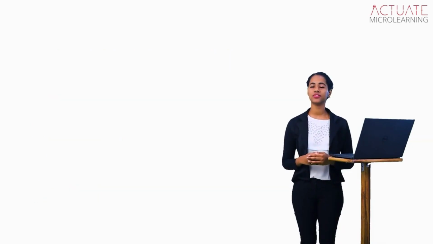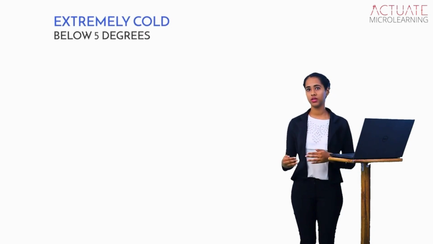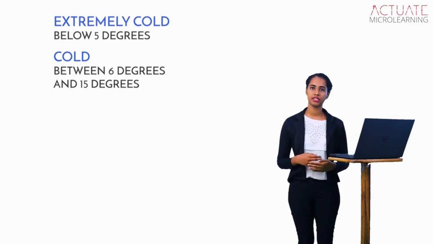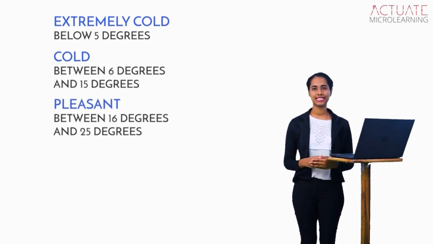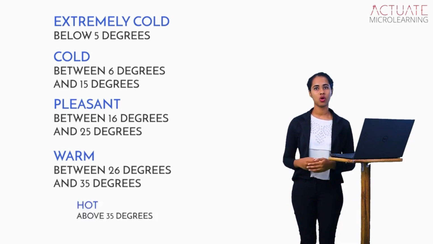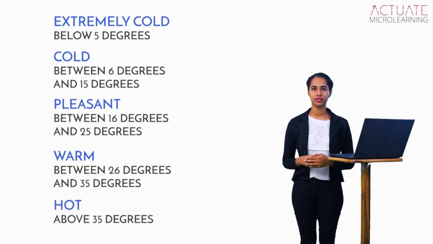This shall be the classification criteria: extremely cold below 5 degrees, cold between 6 degrees and 15 degrees, pleasant between 16 degrees and 25 degrees, warm between 26 degrees and 35 degrees, hot above 35 degrees. Before we jump right in, let's put our data on a worksheet.